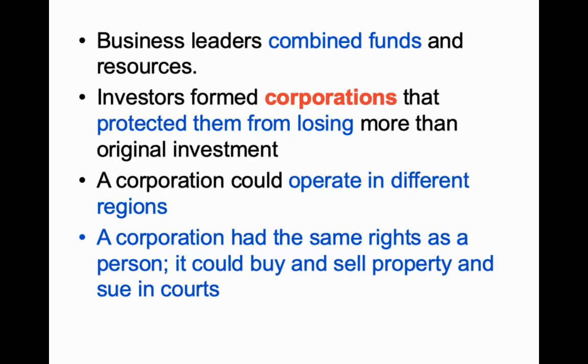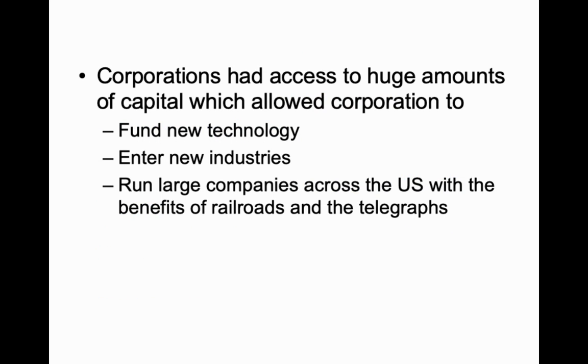A corporation has the same rights as a person. And so you can separate, you can buy, you can sue in courts. And when that happens, business explodes. So corporations have access to huge amounts of capital because they're people and they can borrow money. And so capital is money. They can borrow money to fund new technology, to enter new industries, run large corporations across the United States. And I would add that I always forget to put this part on this slide, employ a lot of people. I would add that at the bottom for this so that you've got that extra yourself.